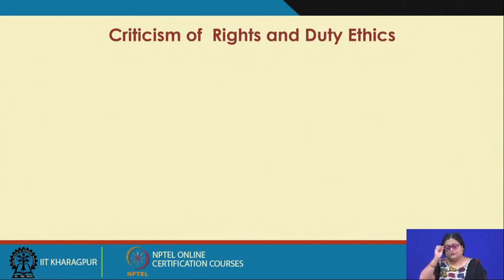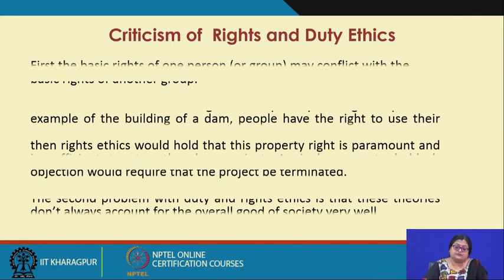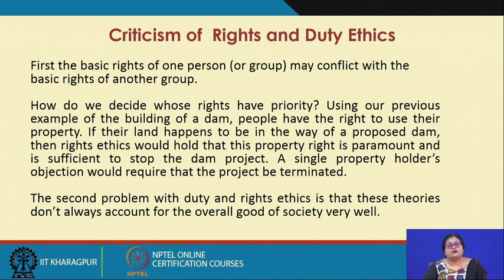Again, there are certain criticisms of the rights and duties theories, and let us check what they are. What may happen is that the basic rights of one person may have a conflict of interest with the basic rights of another group. So, how do we decide whom to prioritize? Because there is a conflict of basic rights, it is very difficult to understand whose rights will have priority, or whose rights we are going to prioritize.